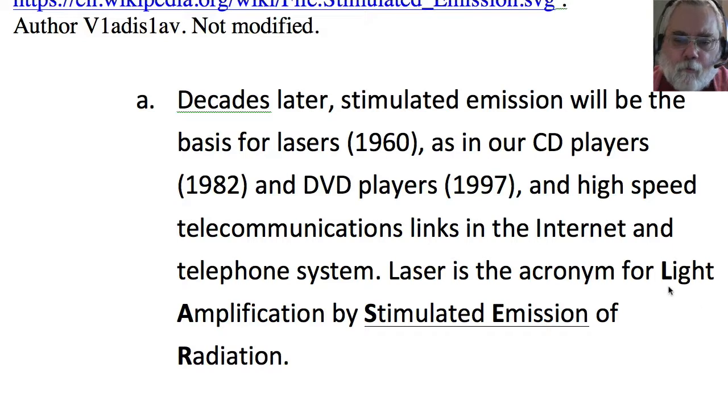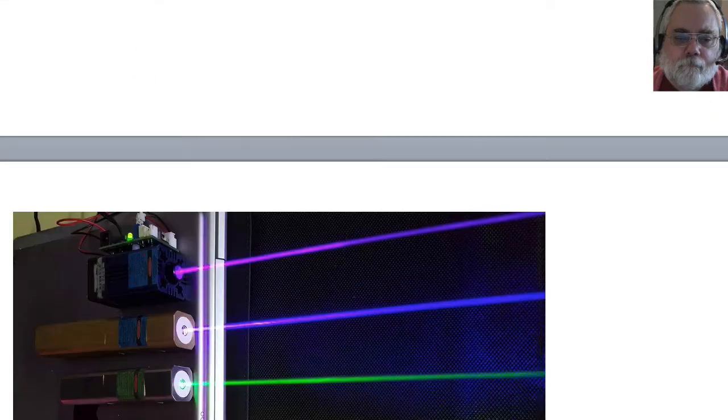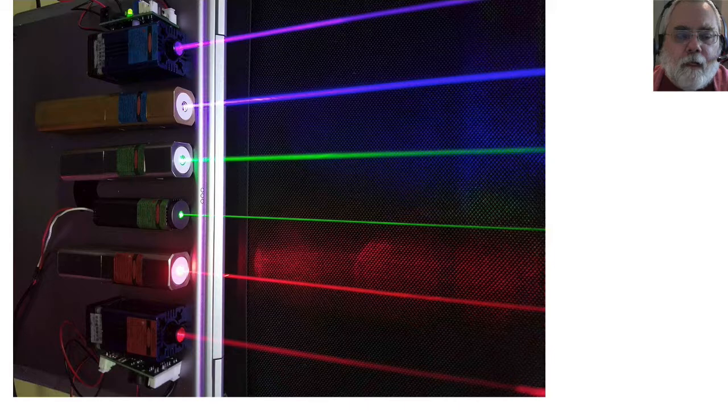Laser is the acronym for light amplification by stimulated emission of radiation. Here's an image of multiple lasers of different colors. Many lasers emit just a single color. Some lasers are tunable so that they emit a single color at any given time, but can be electrically tuned to change what that color is.